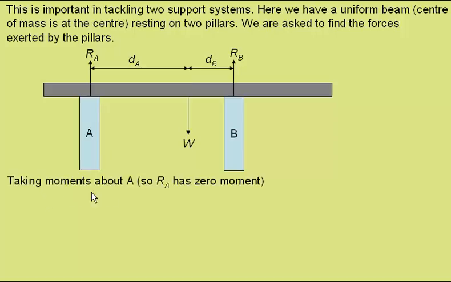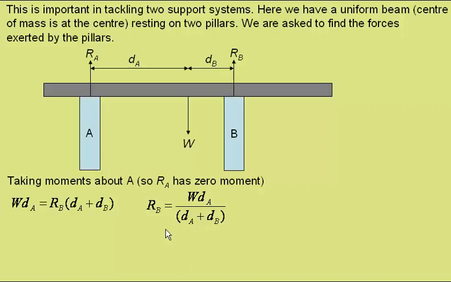What we can do now is take moments about A, about this point. This means that RA has 0 moment, as it is 0 distance from the pivot. So now, weight multiplied by distance A, the clockwise moment provided by the weight of the beam, is equal to RB, reaction force B, multiplied by its distance from the pivot, dA plus dB. That's this force here, RB, multiplied by this distance. We can now write that RB, reaction force B, is equal to this expression.